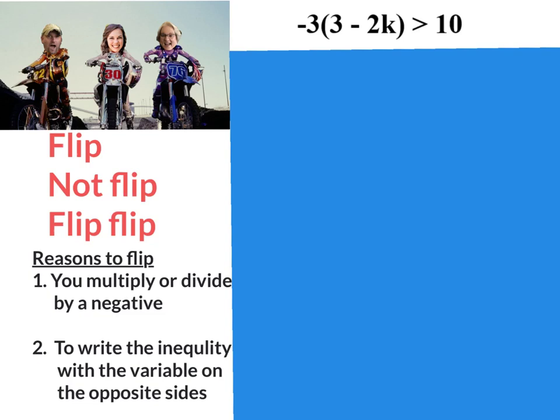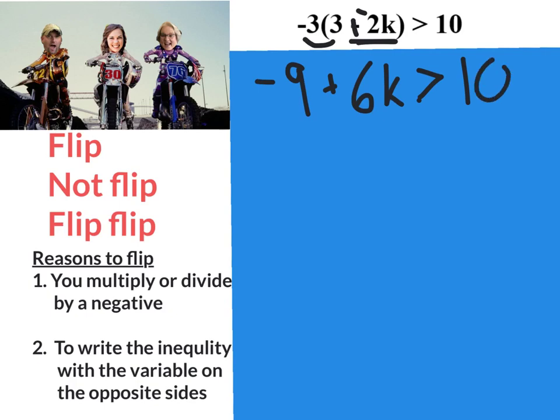Here's one that shows you we're not really ready to do the flip, not flip, flip, flip, because this looks like it's a -2k right here, right? But when I go ahead and do my distributive property, I have a -3 times a 3, which is -9, so that's one negative. And then I have a -3 times a -2k, which actually becomes a +6k, greater than 10. Now this is why you want to do all your simplification before you do flip, not flip, flip, flip.